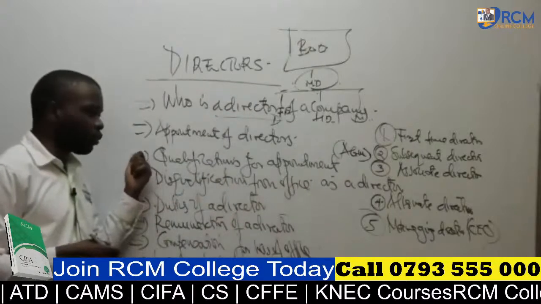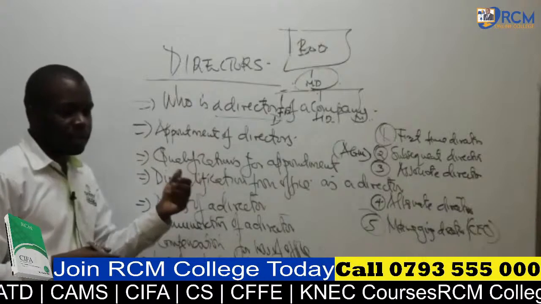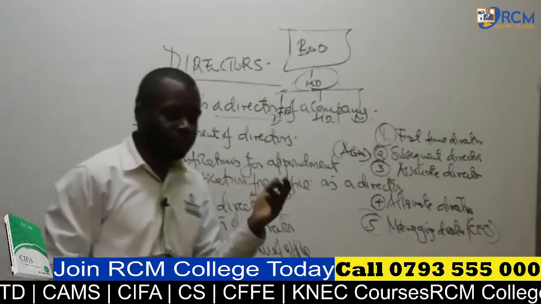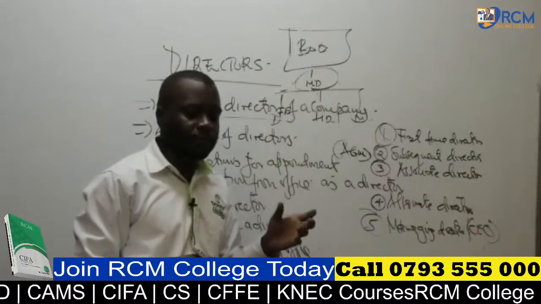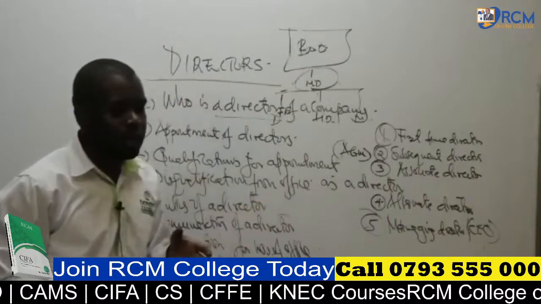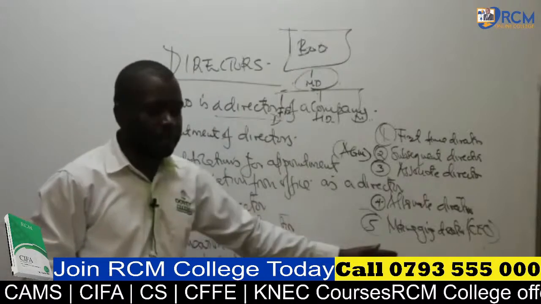So appointment of directors, as we've said, that's how it can happen. Maybe you can be a first-time director, appointed by the promoters. You can be a subsequent director, maybe appointed by the members at the annual general meeting. You can be an associate director. You can be an alternate director, or maybe a managing director.